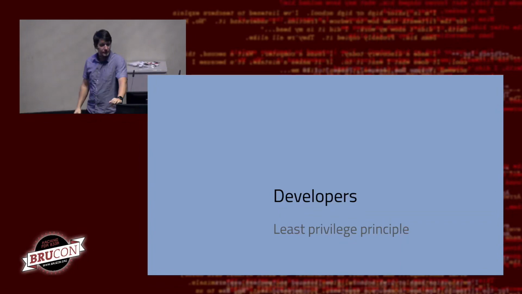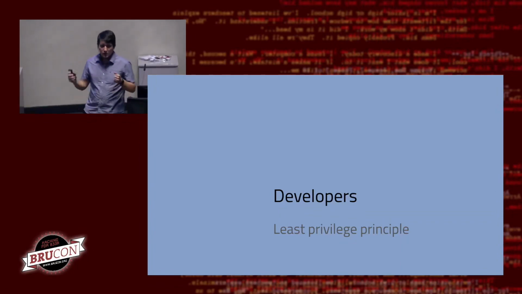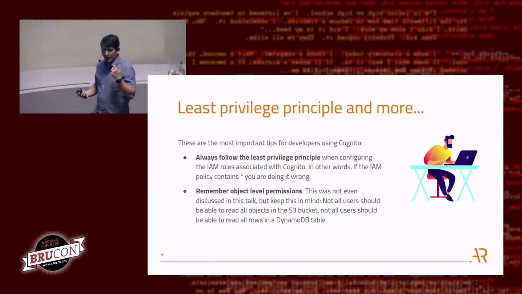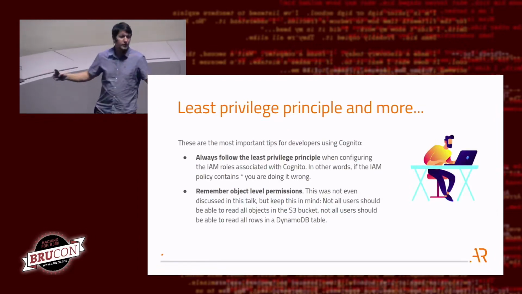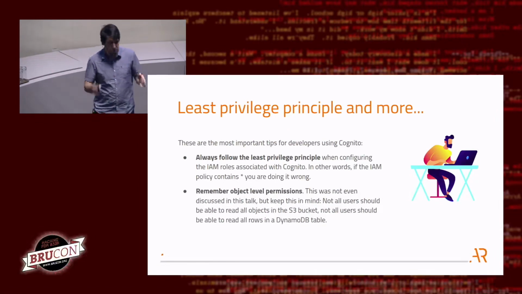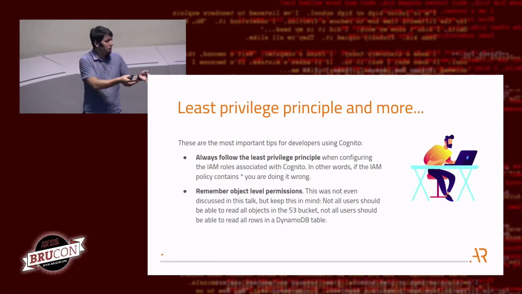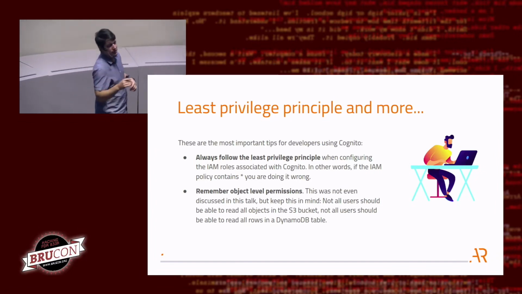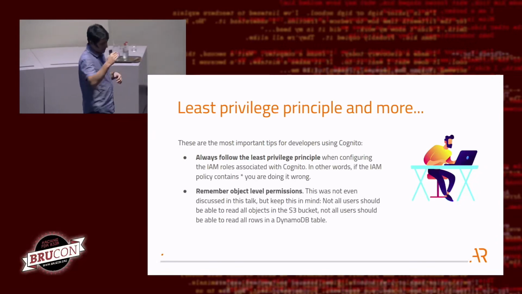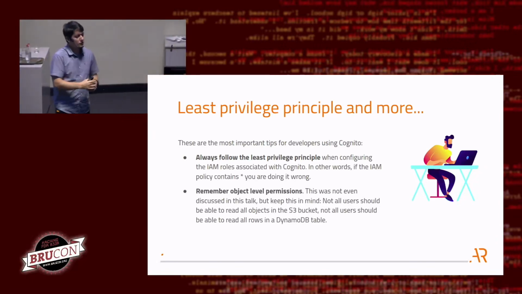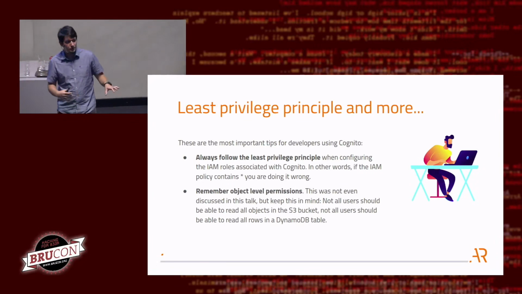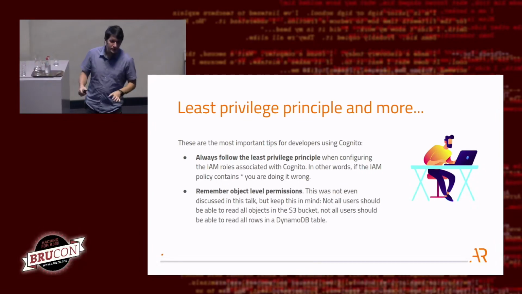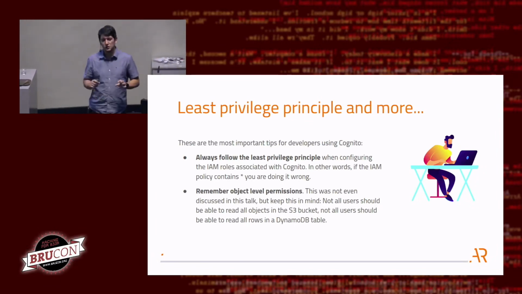So, for the developers in the audience, please follow the least privilege principle. If you're ever configuring anything in AWS, and specifically AWS Cognito, follow the least privilege principle. Only assign the permissions that your application requires to the roles that you associate with Cognito. If you assign more permissions than the ones that are required, someone eventually is going to hack you.